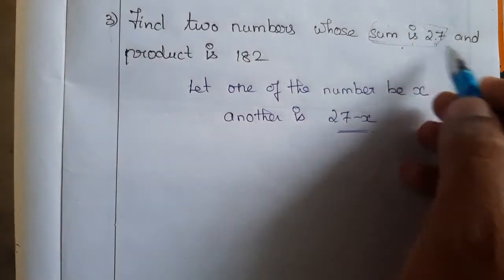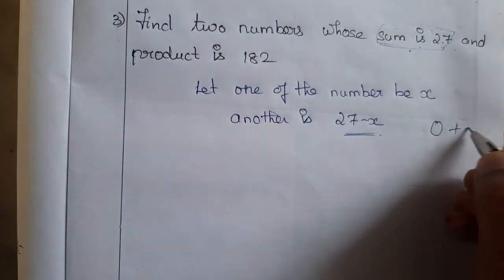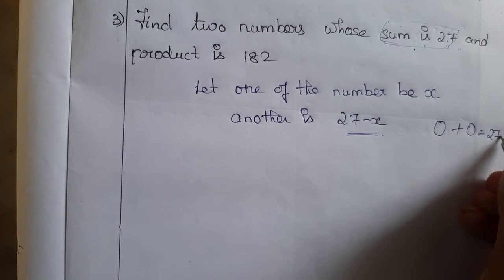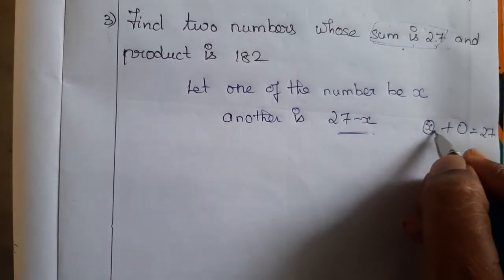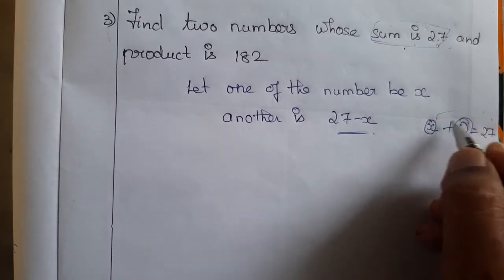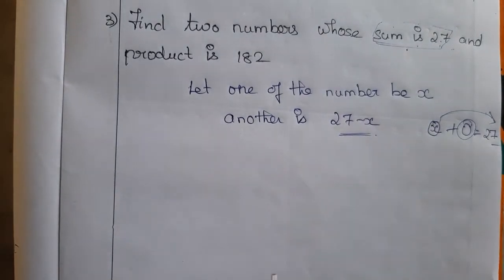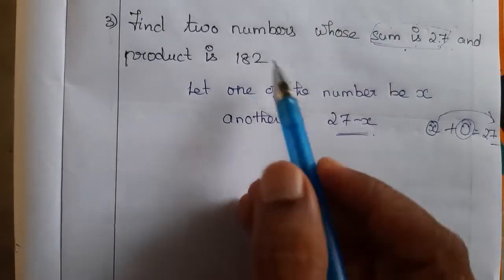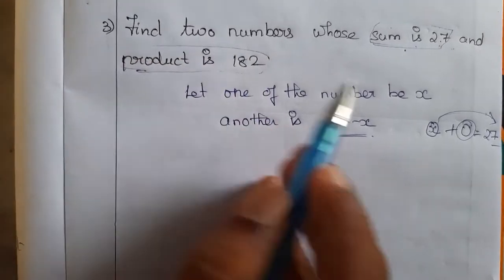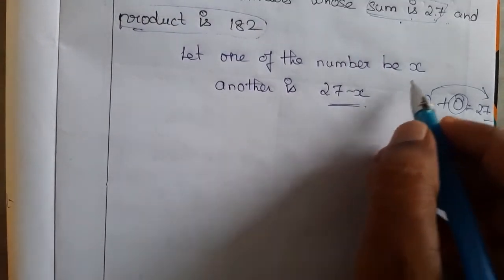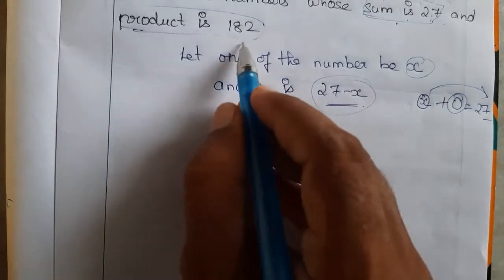Here it says the sum is 27. If you add any two numbers, it will become 27. So I consider this as x. Then what will this number be? 27 minus x. If you bring that to the other side, it becomes 27 minus x. So the other is 27 minus x. The condition is the product is 182, so the product of these two numbers is 182.